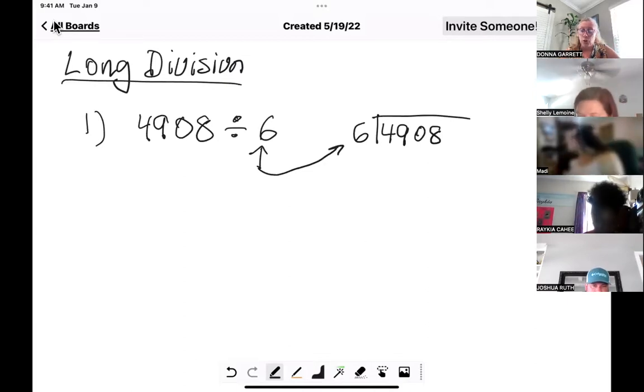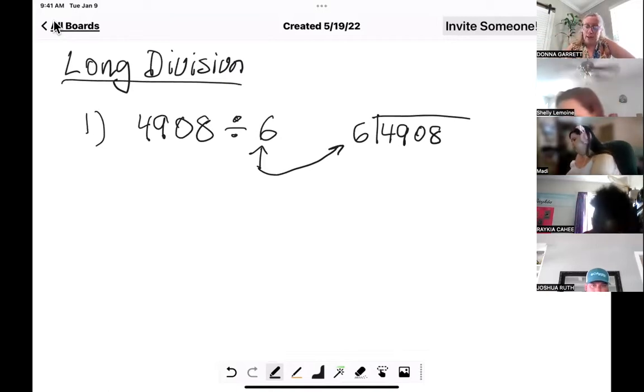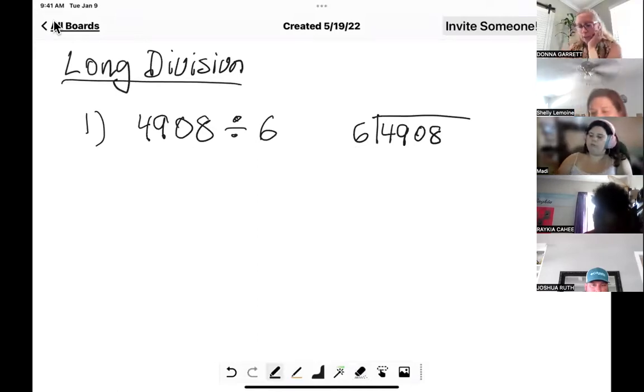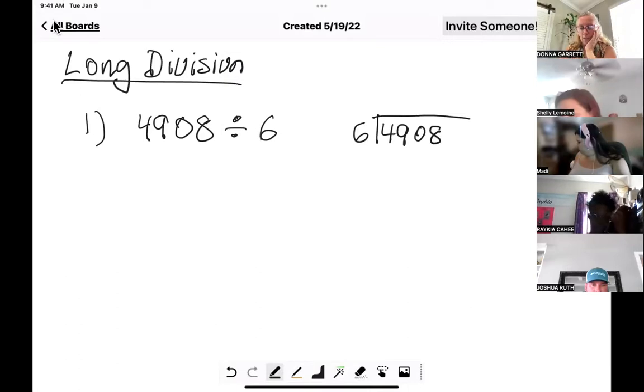And whatever you're dividing into goes on the inside. That's how you remember it too, by whatever you're dividing into goes in, and whatever you're dividing by goes out. All right, so just the opposite of dividing. So this is how you have to think about it.